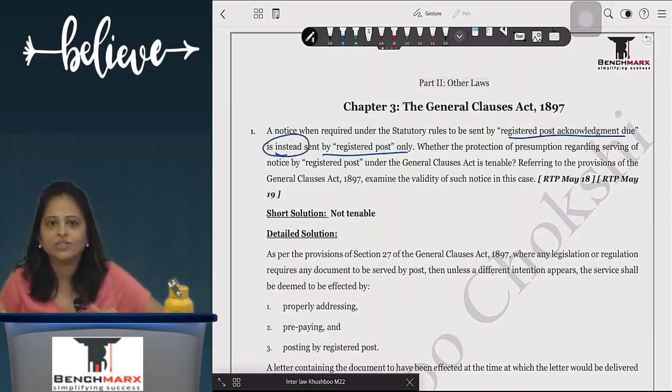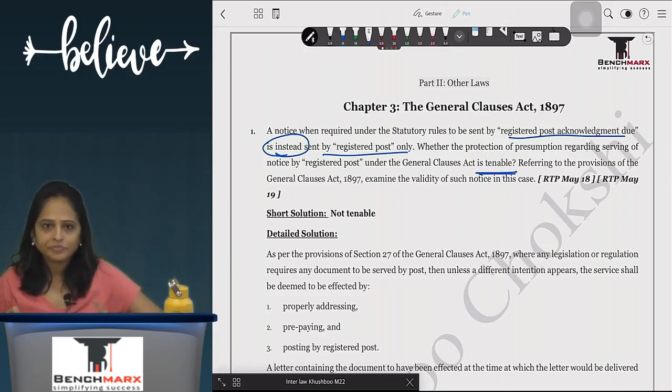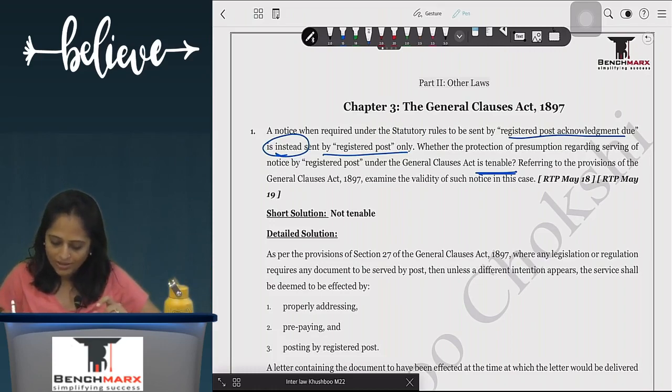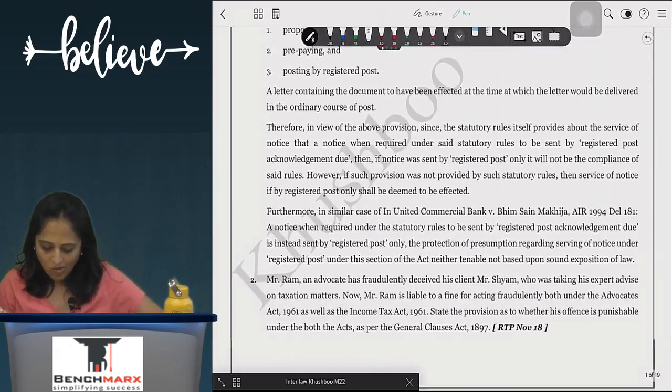A notice required under the statutory rules to be sent by registered post acknowledgement due is instead sent by registered post only. Whether the protection of presumption regarding serving of notice by registered post under General Clauses Act is tenable, referring to the provisions. We had studied in service by post that if it has to be sent by registered post acknowledgement due, then you have to send it that way only, because you will have to take an acknowledgement. In registered post, a postman can just come and drop the letter. So that is not allowed. This is not tenable; you have to send by registered post acknowledgement due only.